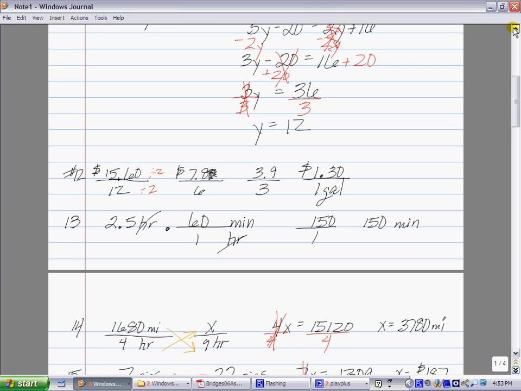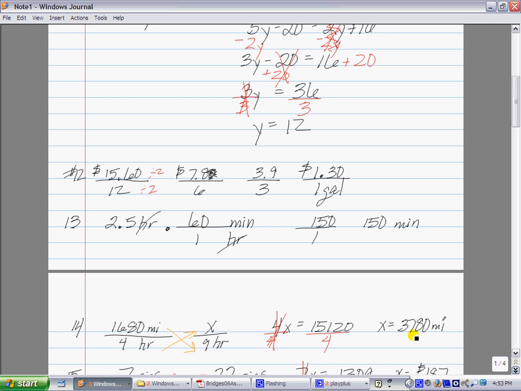We flew 1,680 miles in 4 hours. And we want to know how far we could fly in 9 hours. So the simple way to determine this is simply to cross multiply as indicated, which gives me 4x equals 15,120. And if I divide both sides by 4 to solve for x, I will get my answer, which is 3,780 miles.